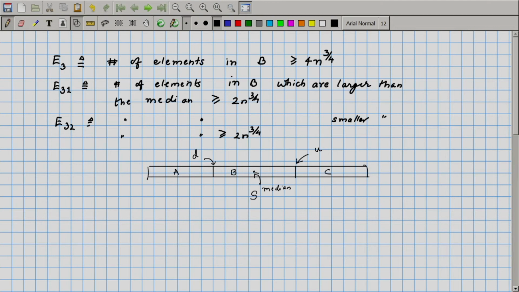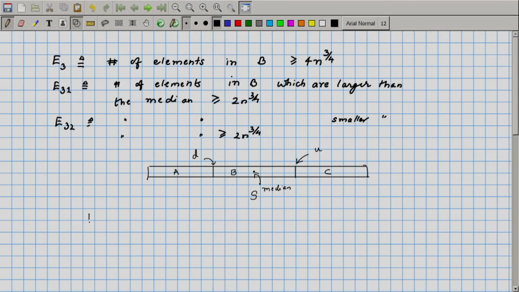We want to analyze what is the probability of this not happening. That is, what is the probability that the number of elements which are in between D and U is going to be greater than 4n^(3/4). Now, when this happens, and if the middle third has more than 4n^(3/4) elements, we can simply say that at least either half of the elements are larger than the median or half of the elements are smaller than the median. So, we will look at these two sub-events and compute their probability, and that probability will be a bound on the probability of E3.